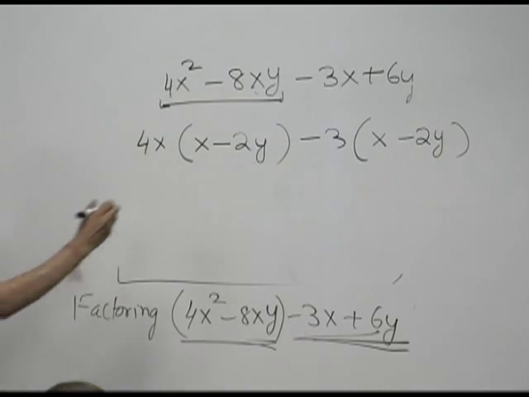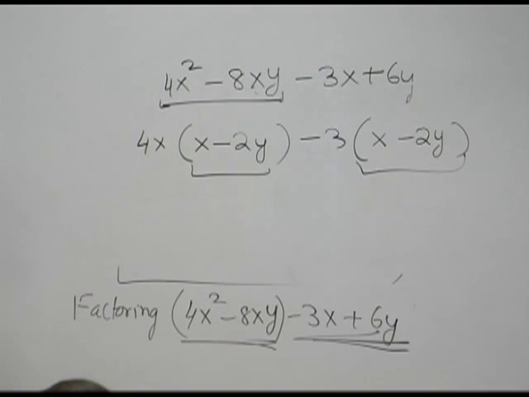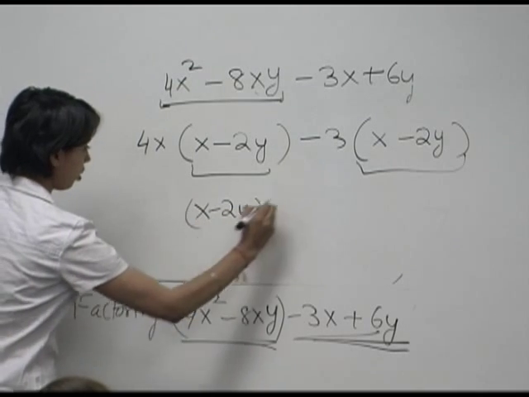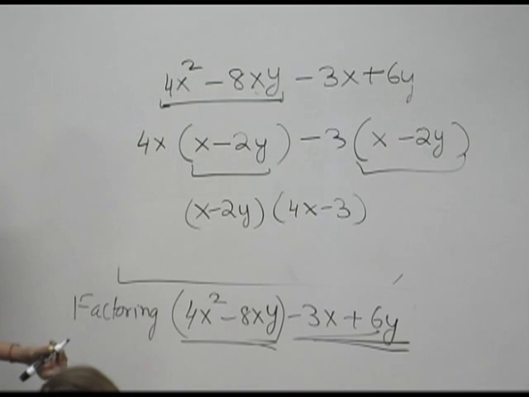All right. Are there any common terms here? Right? So that means x minus 2y is common. What am I left with? 4x minus 3. And that's my answer.